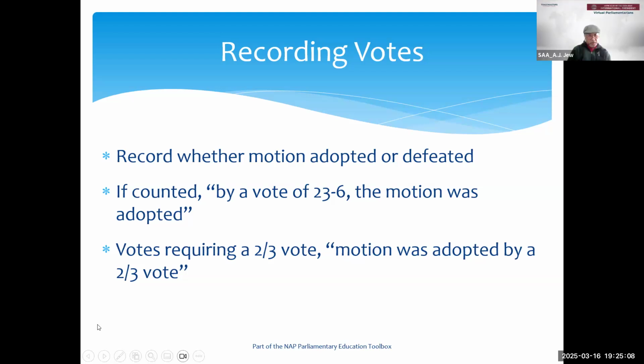Question. If it's by unanimous consent, you put that in the minutes, unanimous consent. You can just put it was adopted, but if it's what you would like to do, you can put it was adopted by unanimous consent. Because either one, adopted or adopted by unanimous consent, you're going to have the same results.